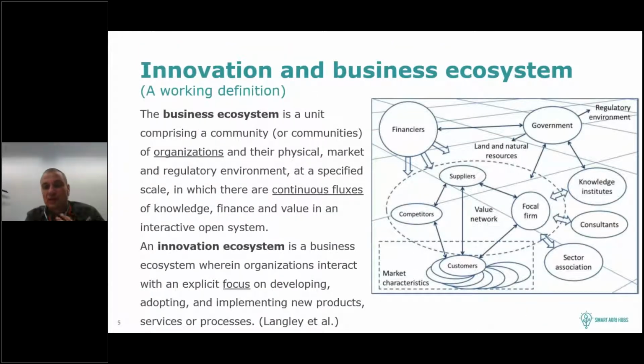One thing to look at is to understand differences and overlaps between innovation and business ecosystem. Some of my colleagues defined what is a business ecosystem and what is an innovation ecosystem. Basically what we get from this definition is that there's an interplay, but an innovation ecosystem is basically a subset of a business ecosystem. It's just the group of organizations that is focusing on developing, adopting, and implementing new products, services, or processes. But it will impact the business ecosystem. It says business ecosystem, but it does not only include businesses. I think that's also good for you to be aware of.